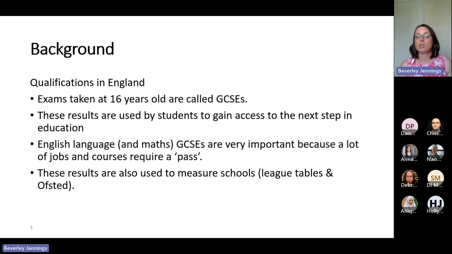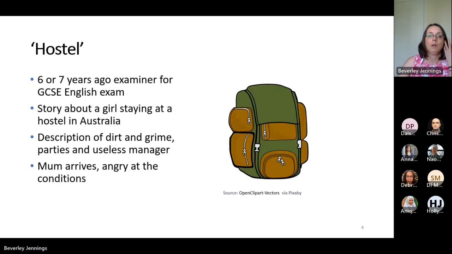And the English language exam, with maths, those GCSEs are really important because they're the two core ones that people have to pass to get onto lots of courses and for a lot of jobs as well. And also they're really important qualifications on league tables and for Ofsted. Those are key results that they will look at. So it's quite high stakes, the English language exam.